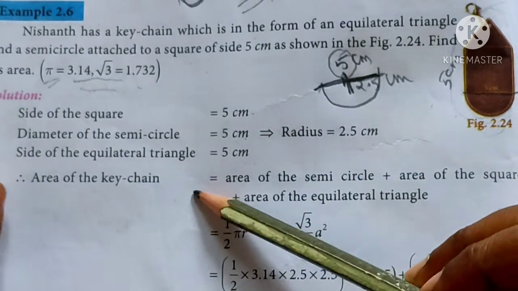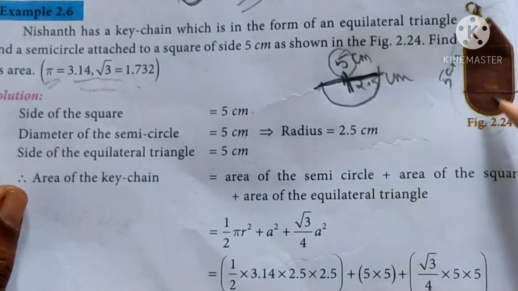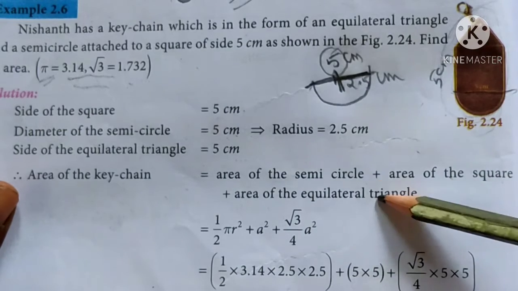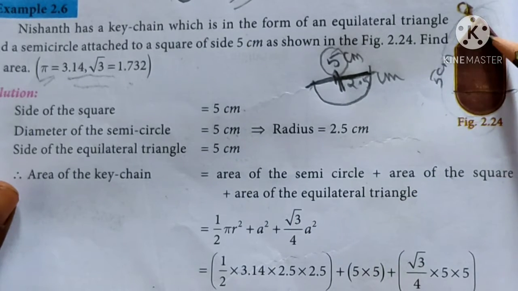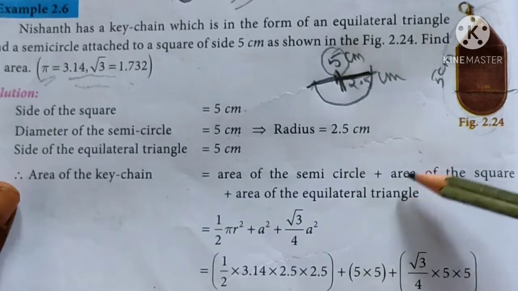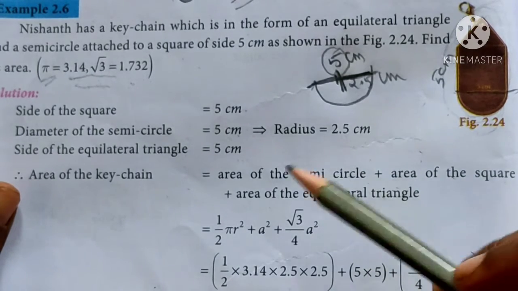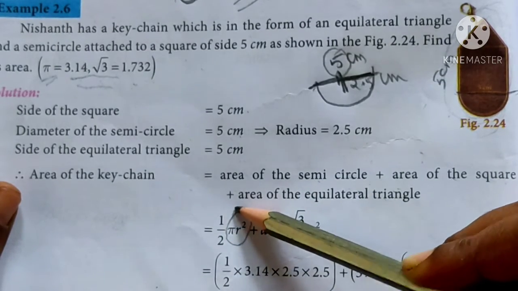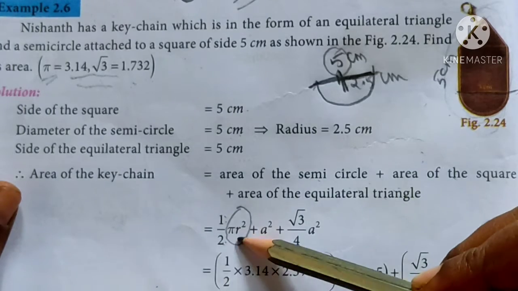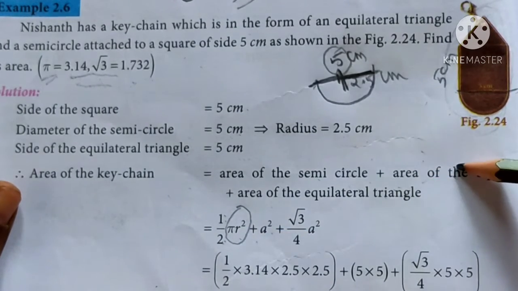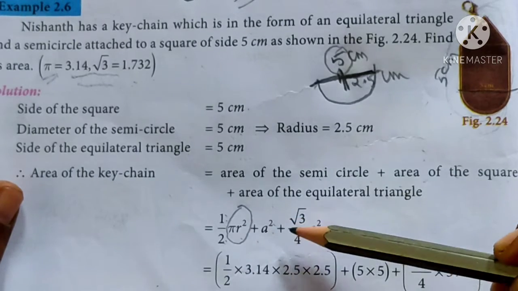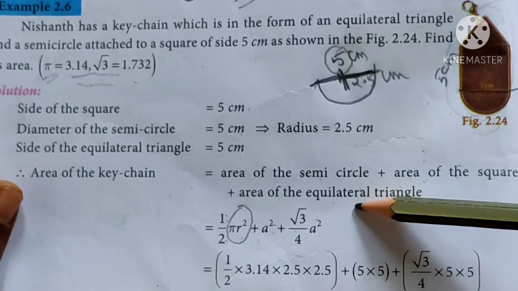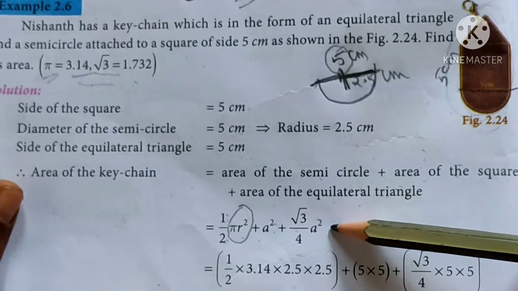So the area of the keychain is the area of the semicircle, the bottom value, plus the area of the square, the middle value, plus the area of the equilateral triangle, the top value. So we add these three shapes' areas and we get the answer. The area of a circle is pi r square, so a semicircle is 1/2 into pi r square, plus the area of the square, side into side, plus the equilateral triangle, the formulas we already learned. The equilateral triangle area is root 3/4 a square.